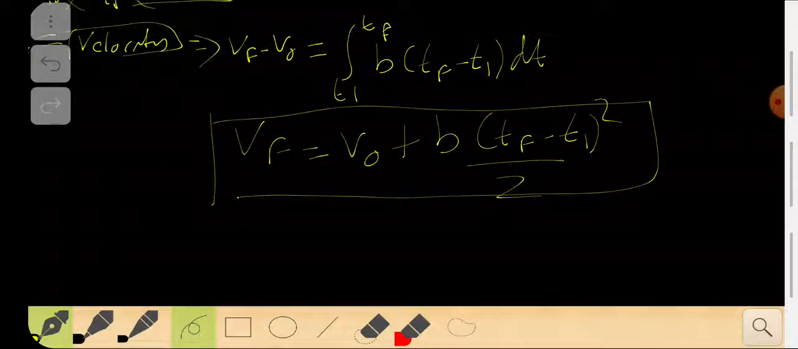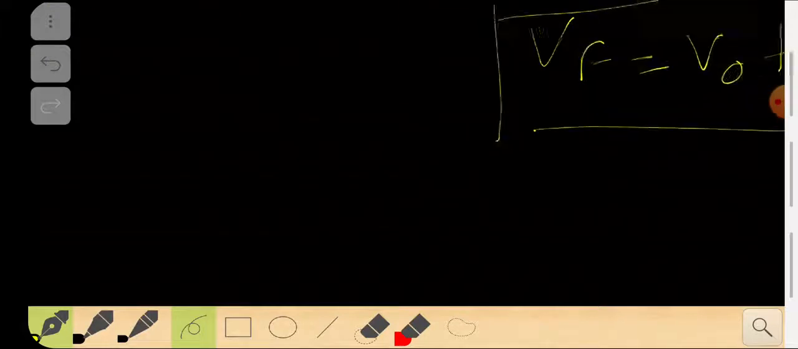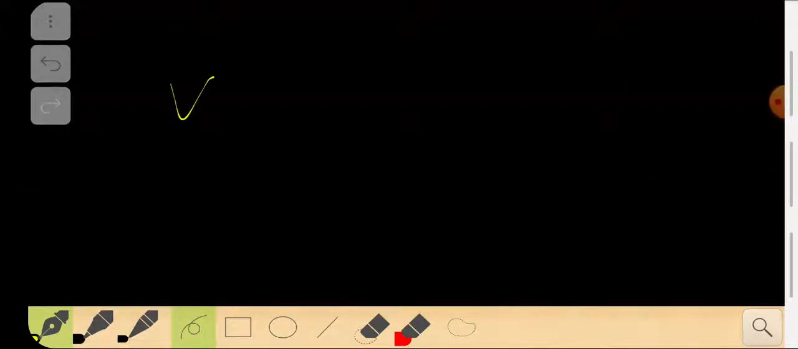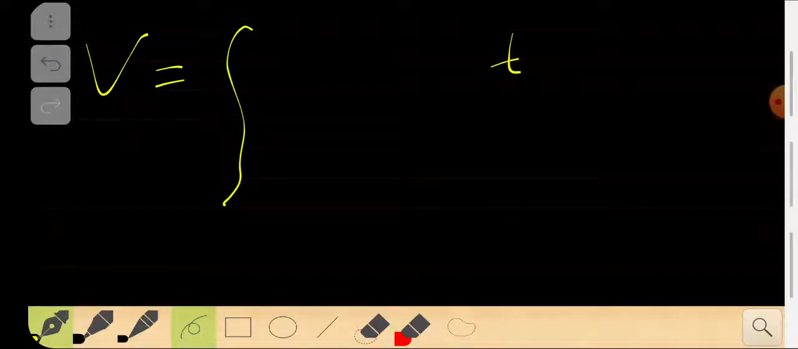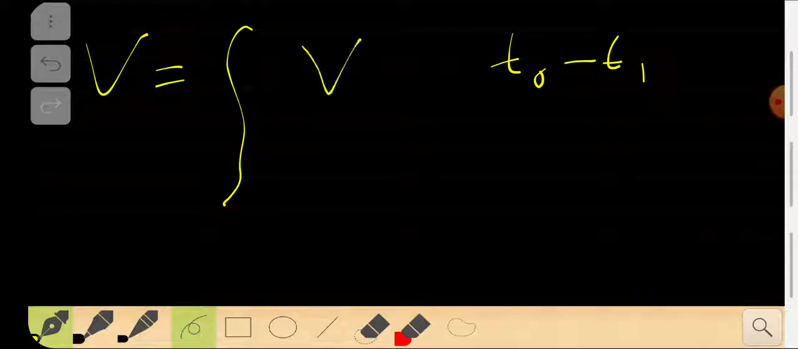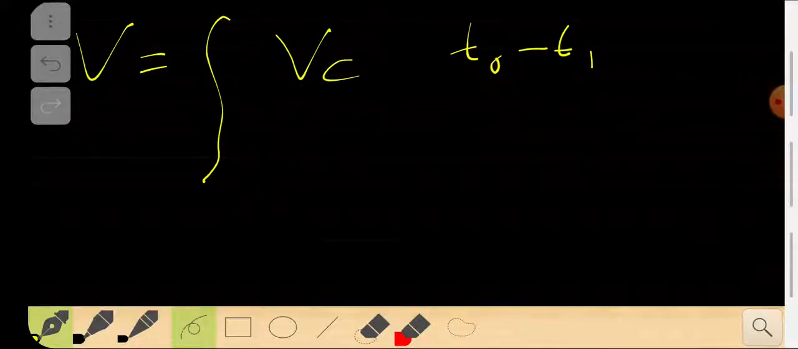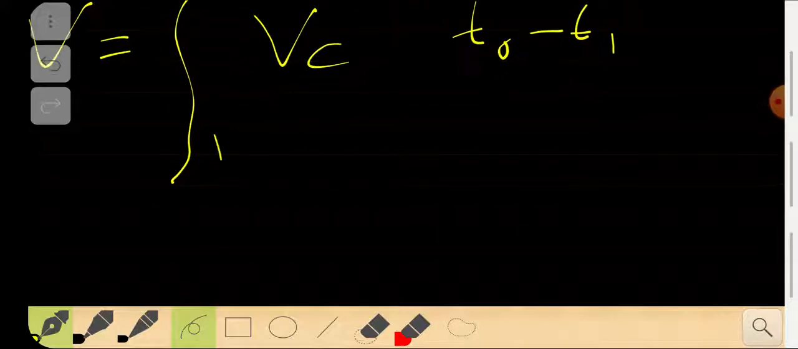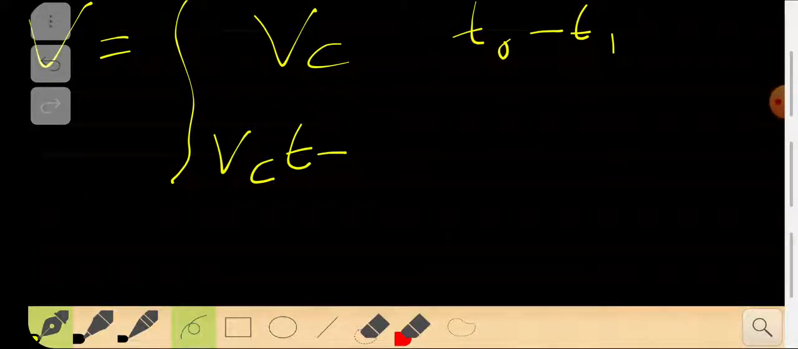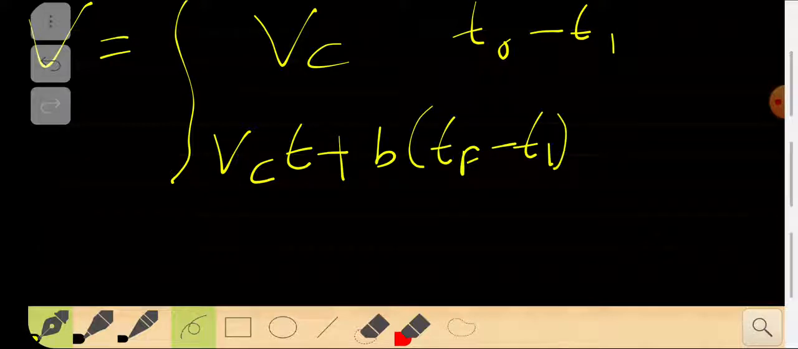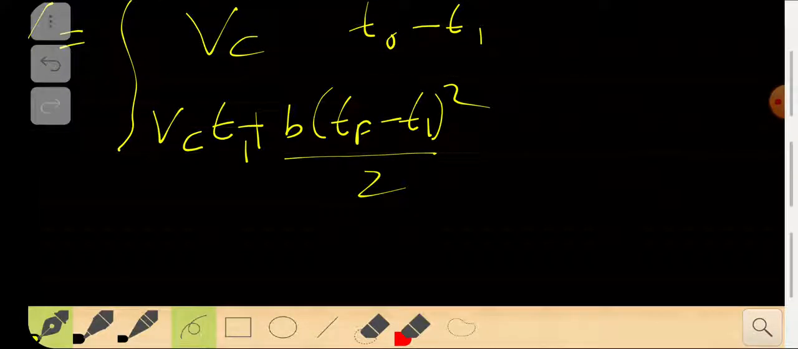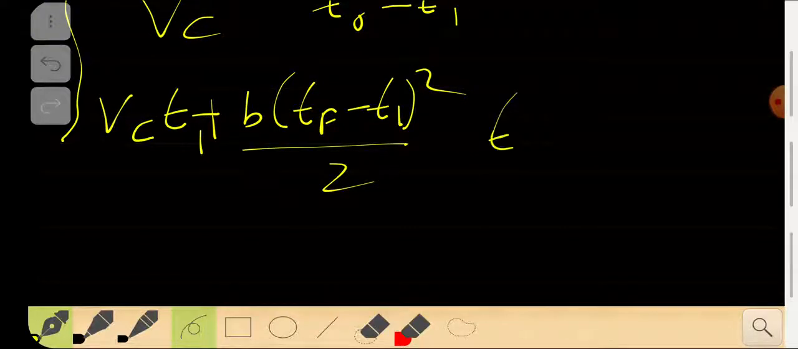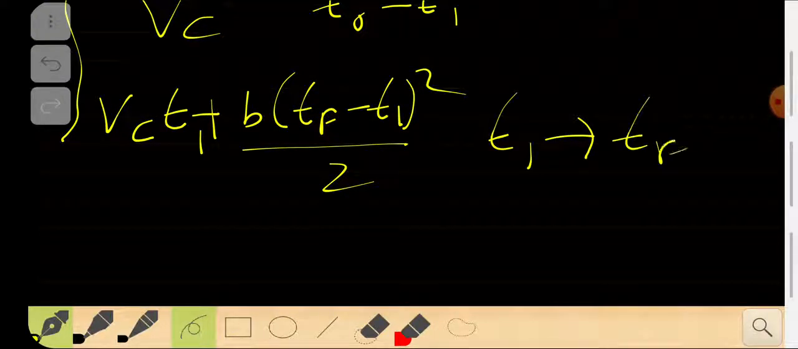So now we can write down the equation of velocity. The velocity curve will look like v is equal to, in the part of t0 to t1, it will look like vc, it will be a constant velocity, and after that it will be vc t plus b times tf minus t1 the whole square by 2, right? So this is t1, vt1, so that will be the velocity in the range of t1 to t final. So that's the velocity right there.